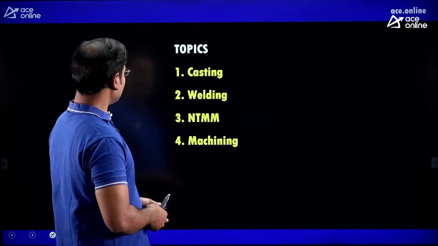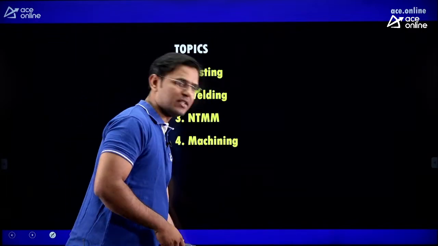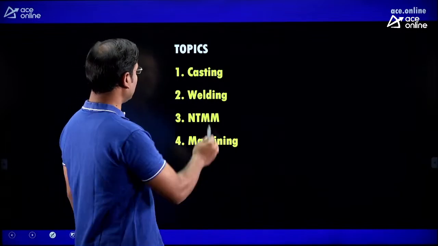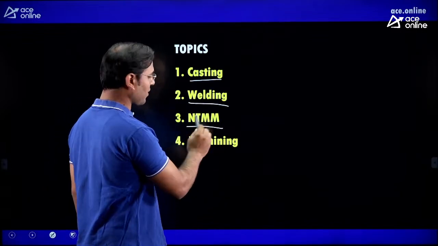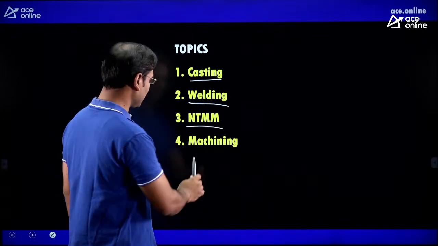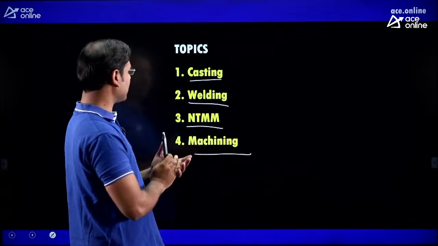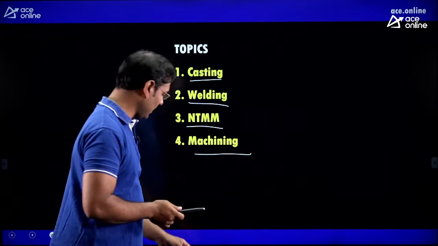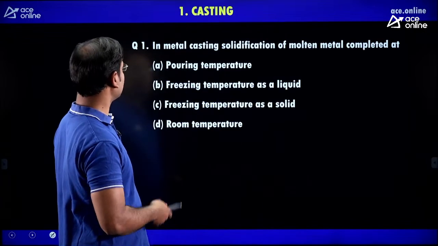Now I am segregating it chapter wise. The first is casting, the second is welding, the third is non-traditional machining methods, and the fourth one is machining. Those are all the topics. Now I want to start with the casting chapter. See the question of casting.